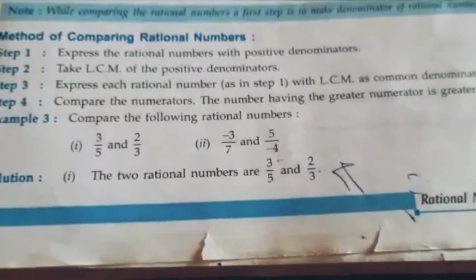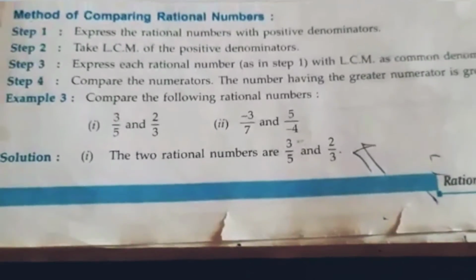So let's have an example. Minus 3 upon 7 and 5 upon minus 4. So first we have to make the denominator positive and then take the LCM of the denominators, that is 28. And then make the denominators equal, and the one with the greater numerator is greater.